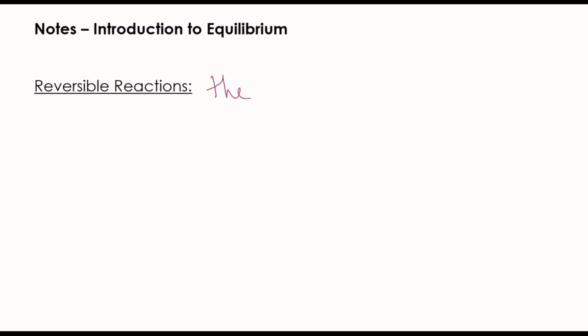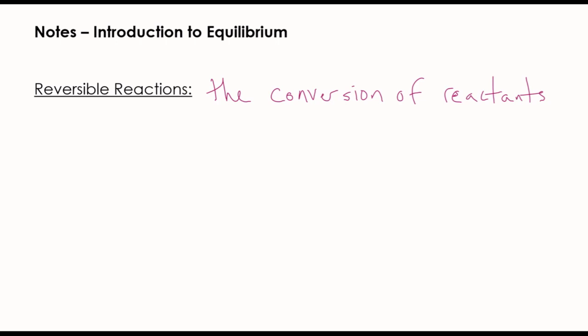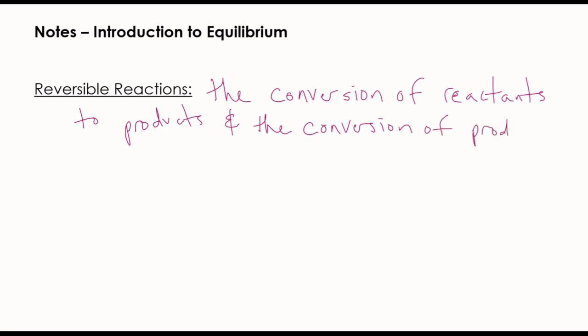So the conversion of reactants to products and the conversion from products to reactants. So reversible just means it's going to go forward and backwards as a reaction, and both of these things are going to occur simultaneously. So it's going back and forth at the exact same time.